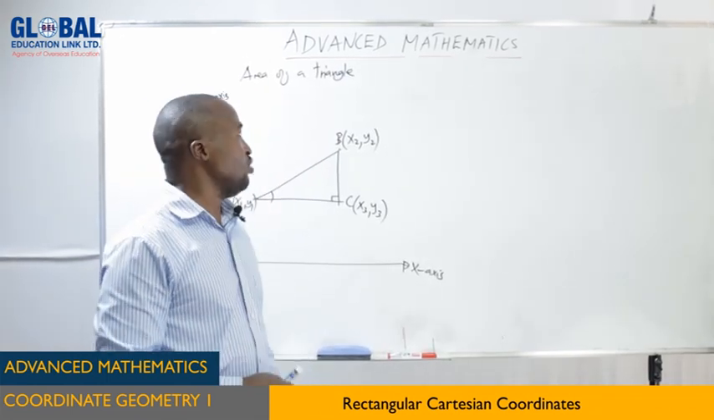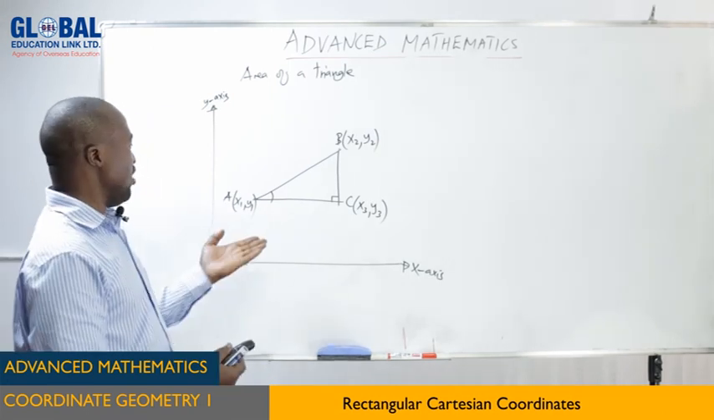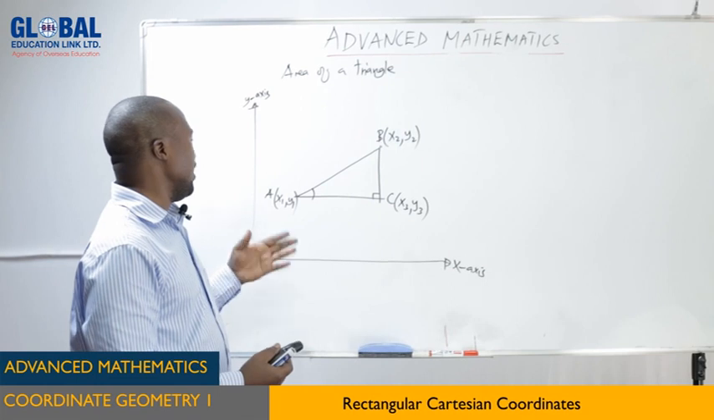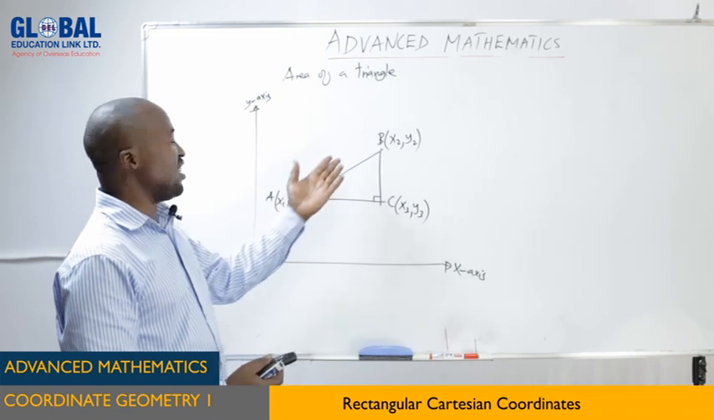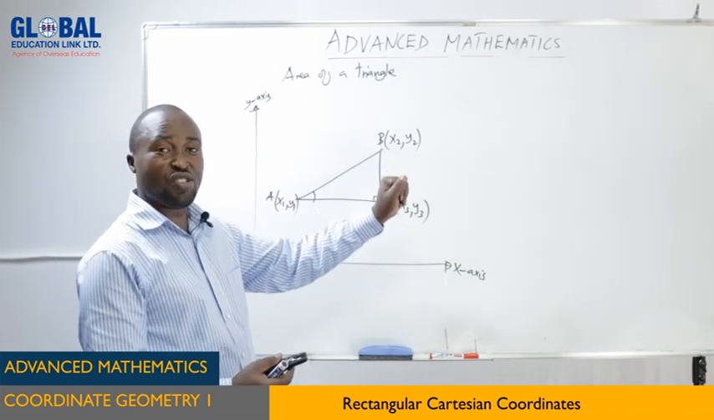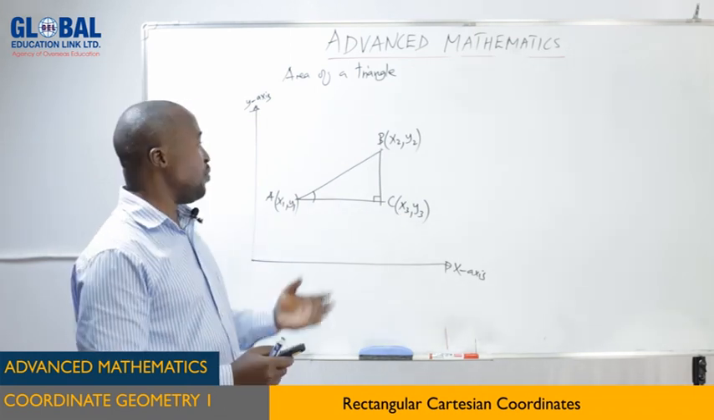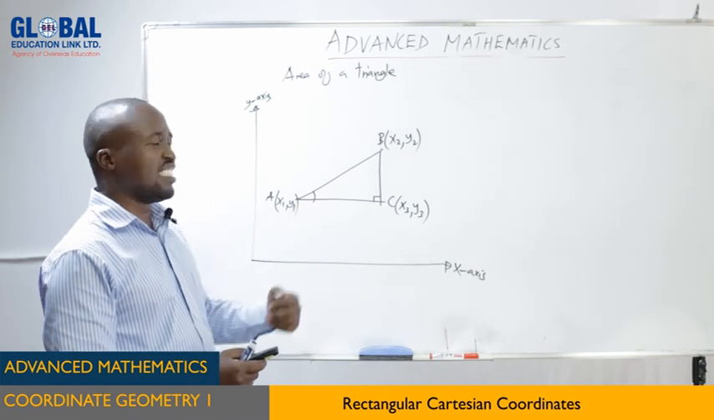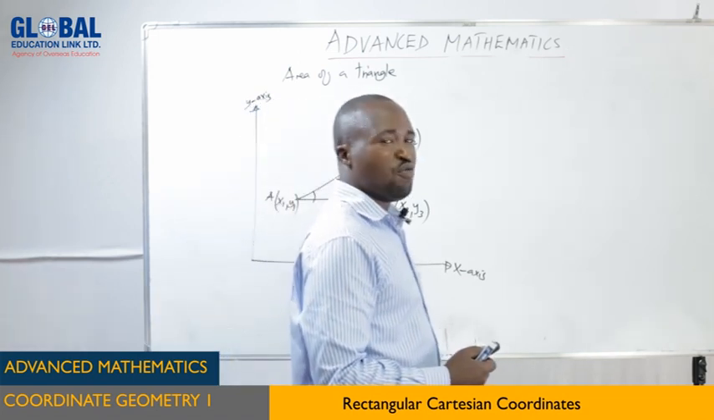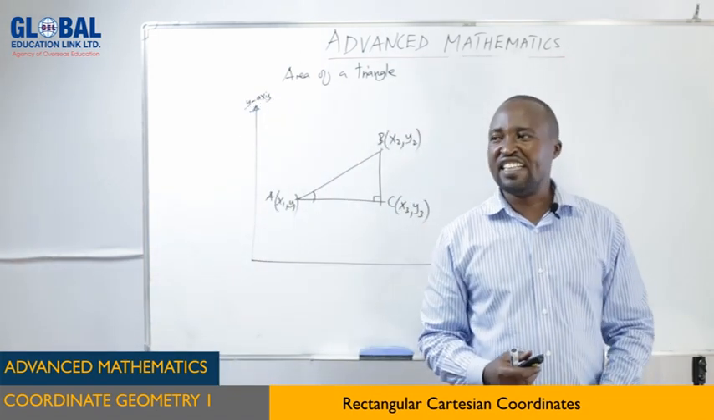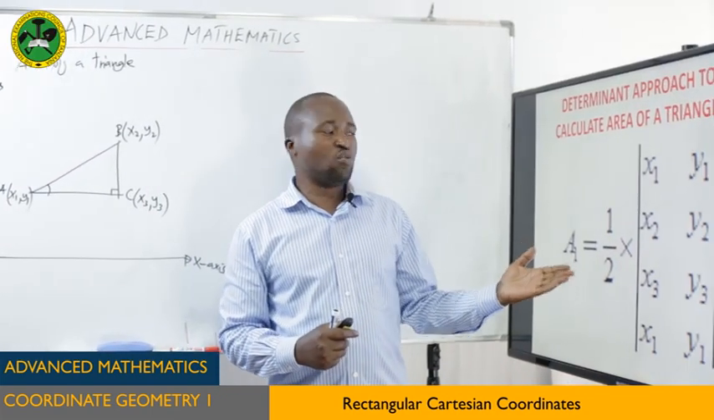So my dear student, we continue with the area of a triangle in the XY plane. So we have a right angled triangle here that has coordinate A (x1, y1), the second coordinate B (x2, y2), and the last coordinate C (x3, y3). Now suppose you are supposed to find the area of this triangle. In coordinate geometry, there is a special formula that is going to help us find the area of that triangle. So the area is equal to a half.